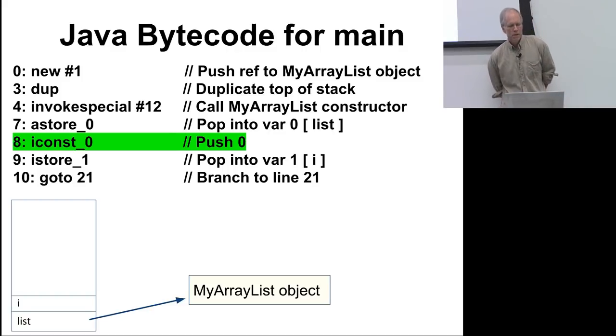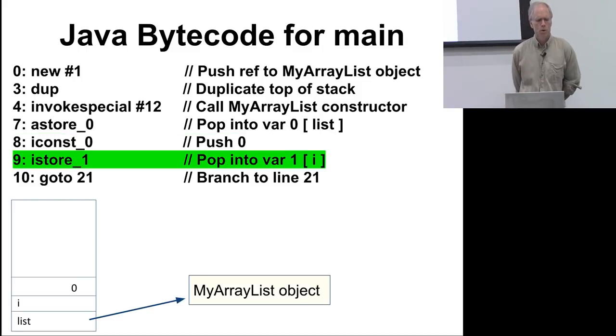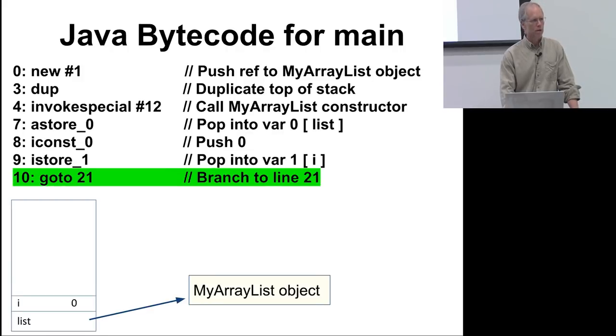Okay? Next thing that's going to happen is we push a 0. 0 goes on top of the stack. And then it says istore 1. That means pop what's on top of the stack and store it in variable 1. So what's going to change here? The 0 will be popped and it'll be stored next to i.